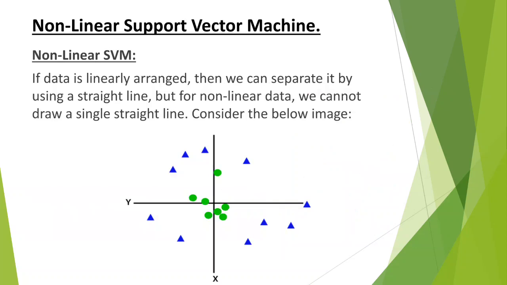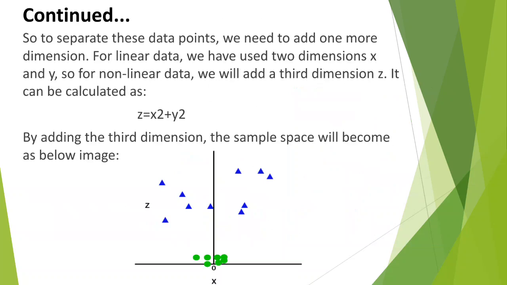Nonlinear support vector machine. If data is linearly arranged, then we can separate it by using a straight line. But for non-linear data, we cannot draw a single straight line. Consider the below image. So to separate these data points, we need to add one more dimension.